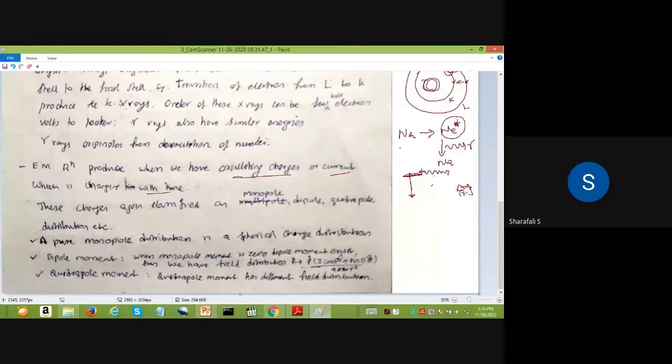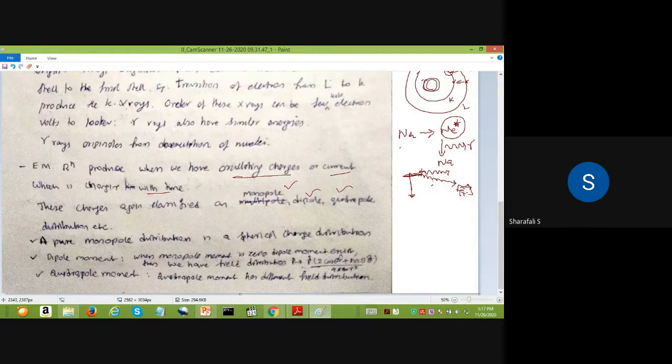So through oscillation of charges you can produce electromagnetic radiation, or you can also produce it by varying current with time. Those are the sources of electromagnetic radiation. These charge distributions we can classify as monopole, dipole, quadrupole, or any multipole radiation. It depends on what kind of charges you have. If you have monopoles, then you would have monopole radiation, but that does not exist. That is another matter. Normally it starts with a dipole.